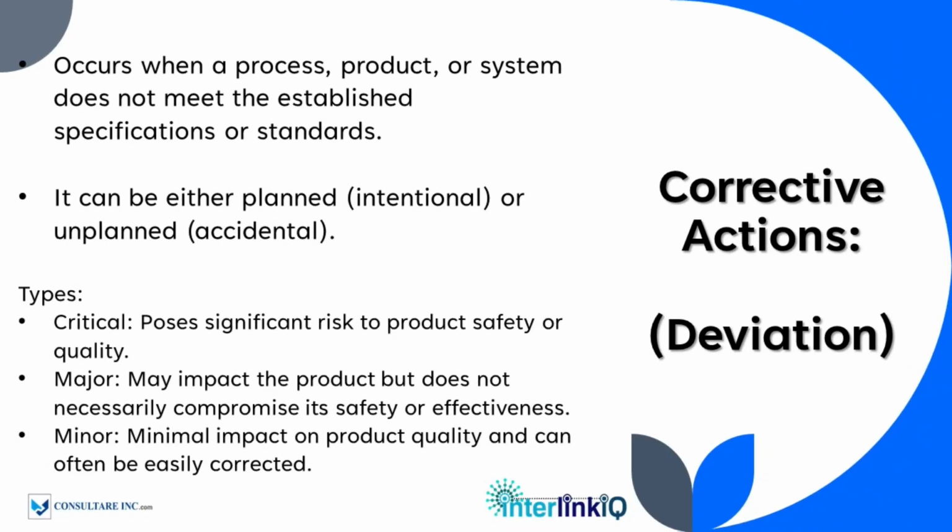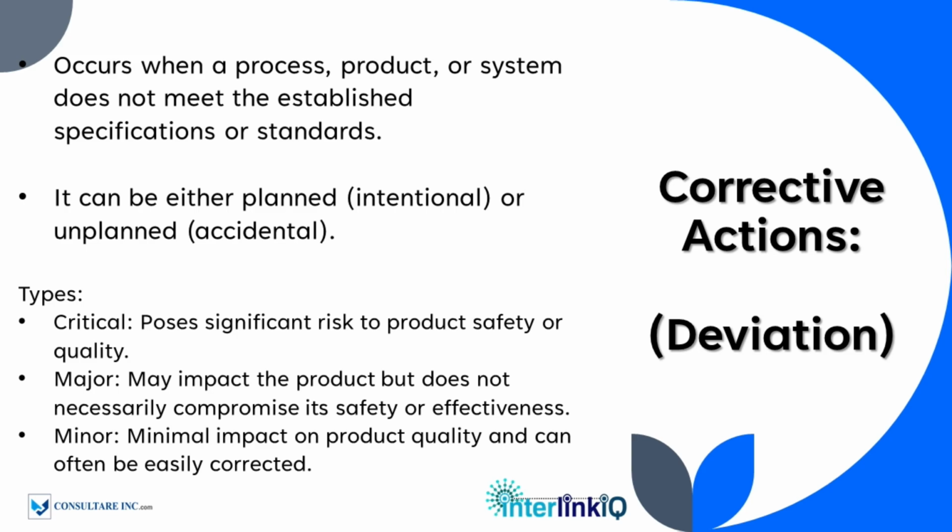In food safety and other manufacturing sectors, deviations and action levels play crucial roles in generating corrective actions to maintain compliance and prevent risk. Deviation occurs when a process, product, or system does not meet the established specifications or standards. It can be either planned or unplanned. There are types of deviations.